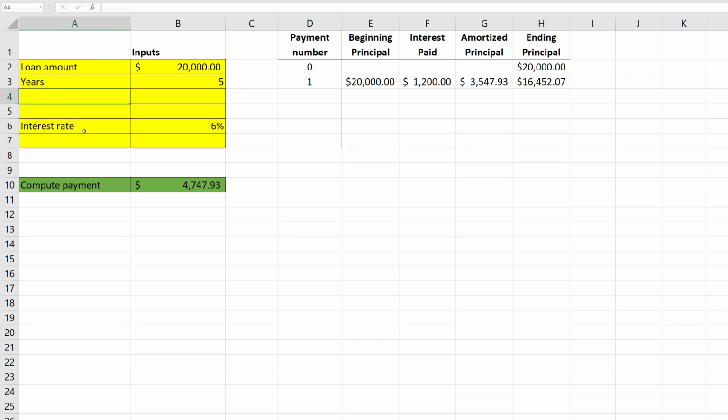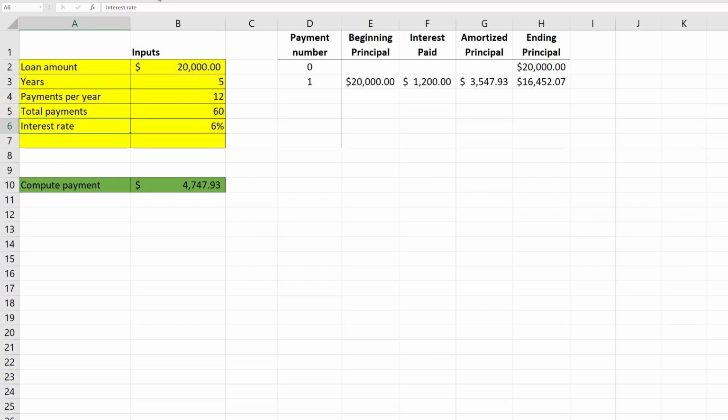Okay. So let's add just a couple of fields here for the number of payments. And so this first one, I'm just going to say payments per year and make that 12. And then we'll have total payments, and we'll make that equal to the product of the above two cells. So there we have 60 payments.